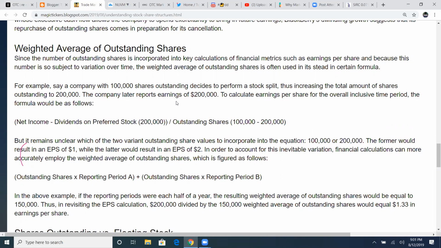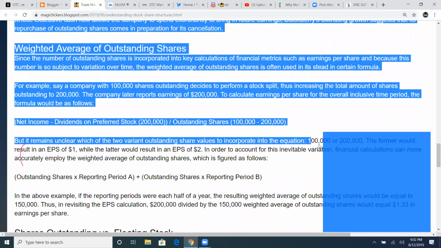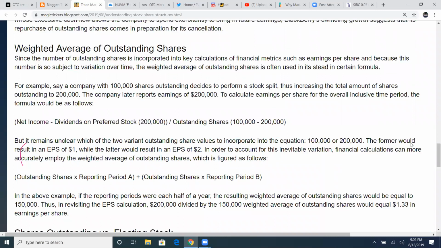The company later reports earnings of $200,000. To calculate earnings per share for the overall inclusive time period, the formula would be as follows. Net income, minus dividends on preferred stock, $200,000, divided by outstanding shares, 100,000 to 200,000. But it remains unclear which of the two variant outstanding share values to incorporate into the equation, 100,000 or 200,000. The former would result in an EPS of $1, while the latter would result in an EPS of $2.